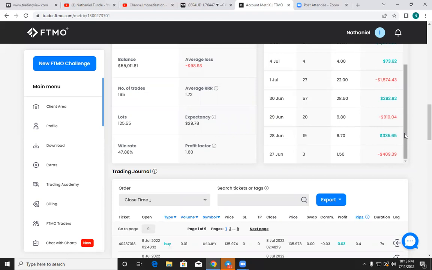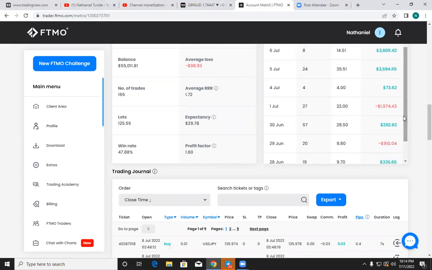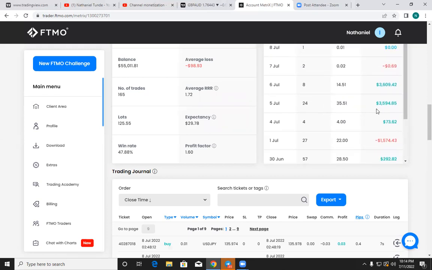But I will care much if I don't have 1:5 risk to reward in my wins. What I mean by 1:5 is a situation like this: 3,594, 3,600. These were trades of 1:8 risk to reward. This was 1:10 or thereabout. I was risking 350 or so per trade on this account, and look at it, I was winning 3,000 something.